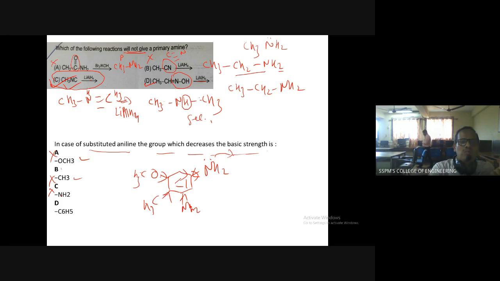Something which is pulling electron towards itself, for example, instead of methyl, if I add benzene group here, one group, C6H5 is what? Benzene. C6H5. So it will pull electron towards itself. बेन्झीन काय करेल? इलेक्ट्रॉन आपल्याकडे खेचून घेईल आणि ह्याची बेसिक स्ट्रेंथ कमी होऊन जाईल. म्हणजे डी इज द आन्सर. डी विल रिड्यूस बेसिक स्ट्रेंथ ऑफ aniline.